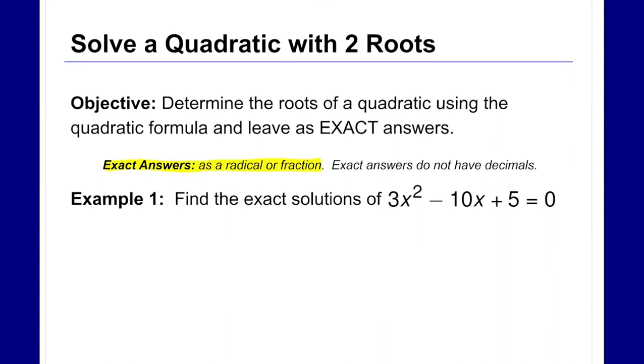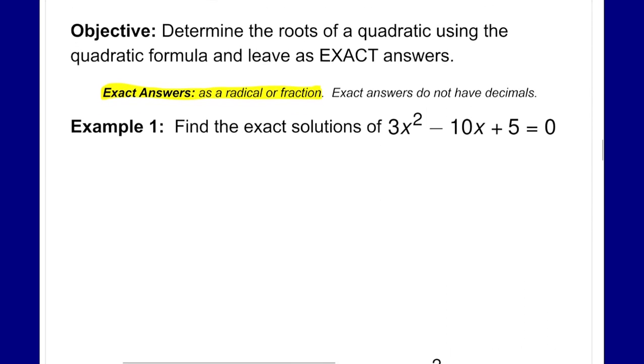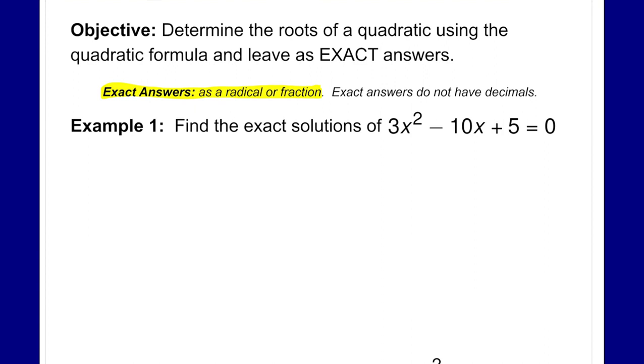And the exact answers are expressed as a radical or a fraction. So these are solutions where we don't turn it into a decimal. So we're going to use our knowledge of radicals that we've learned previously and use that to help us get exact answers. So we want to find the exact solutions for 3x squared minus 10x plus 5 equals 0.